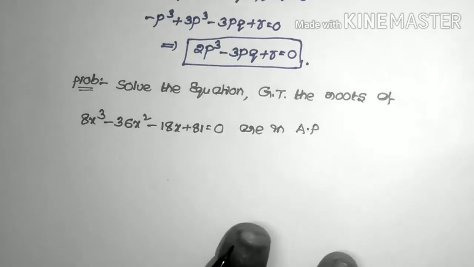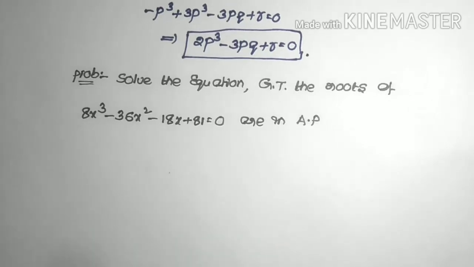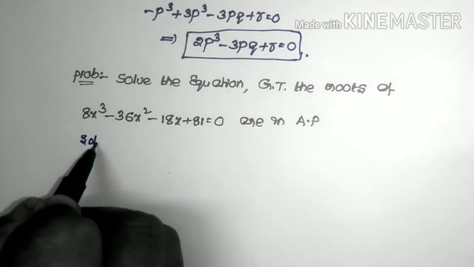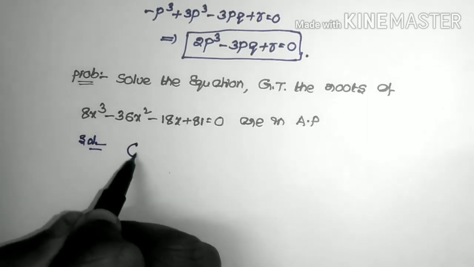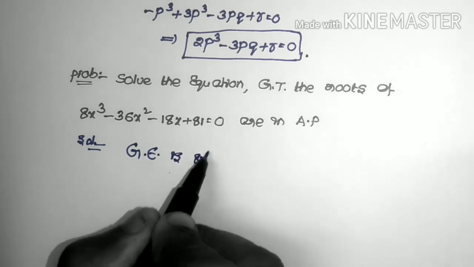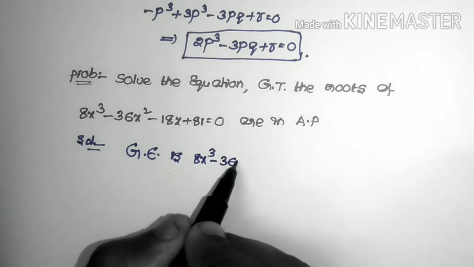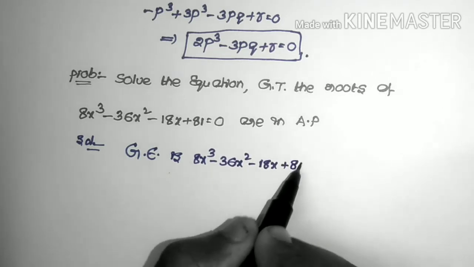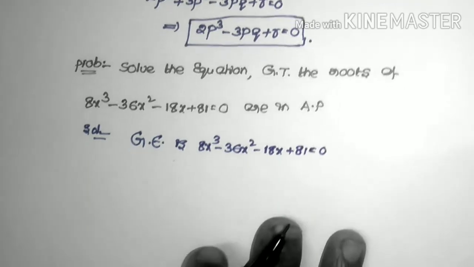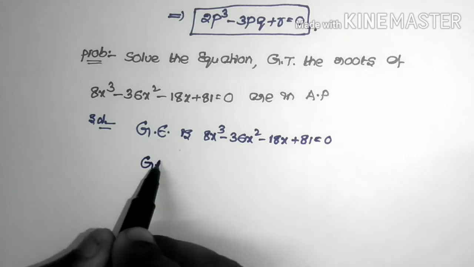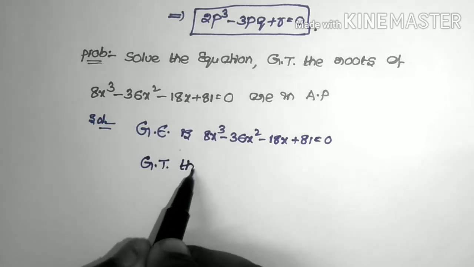Solving the equation means we have to find the 3 x values. So first take the given equation: 8x cube minus 36x square minus 18x plus 81 is equal to 0. This is the given equation. What is the given condition? Given that the roots are in AP. Write that condition.